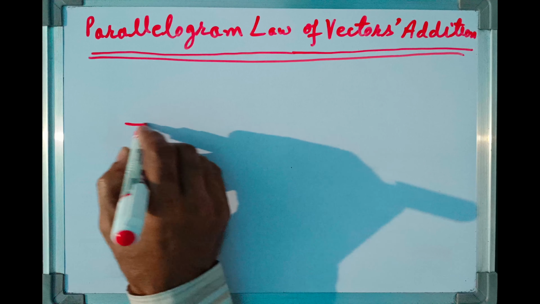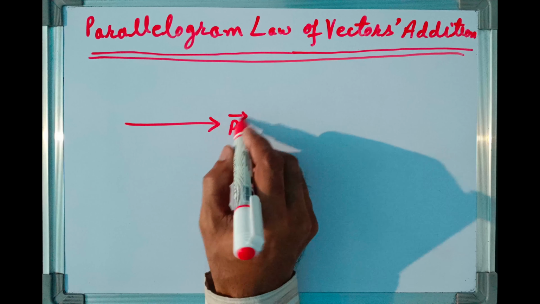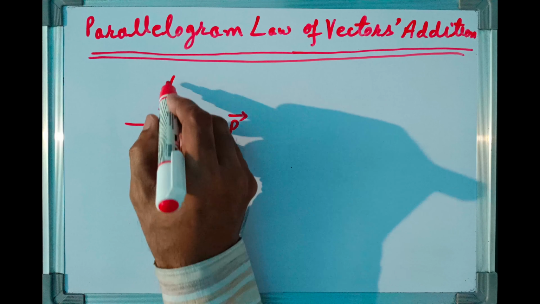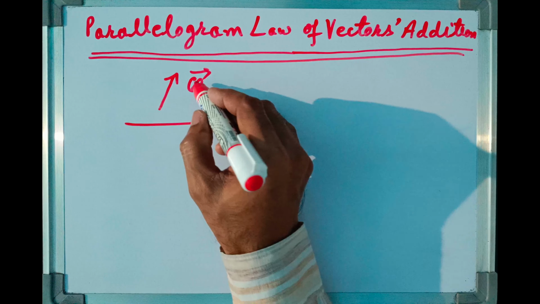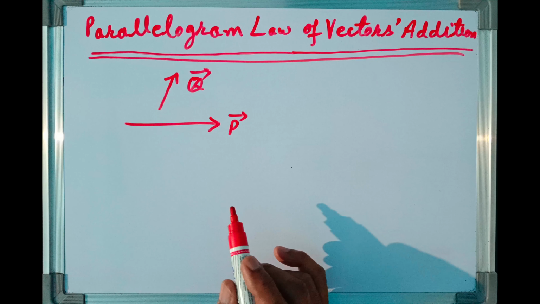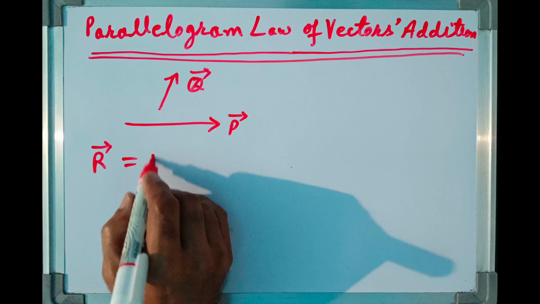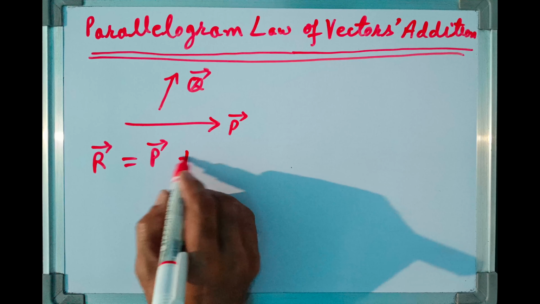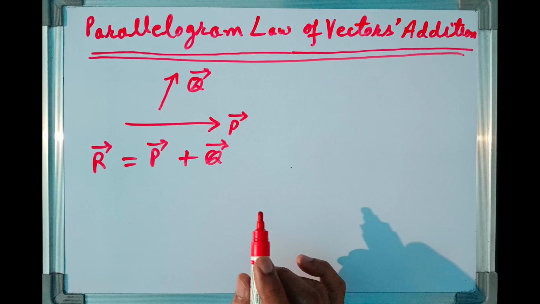Let us suppose there are two vectors. One I will call vector P and the other vector is vector Q. Our question is how to add these two vectors to find the resultant vector, that is equal to P vector plus Q vector, by using the parallelogram law.